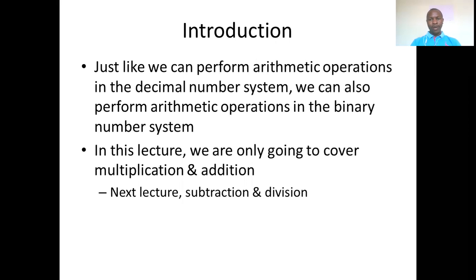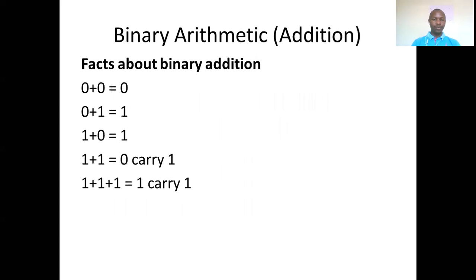Just like we can perform arithmetic operations in the decimal number system, we can also do the same in the binary number system. In this lecture, we are going to look at how we do addition and multiplication. Before we do the addition, let's take note of some facts as far as binary addition is concerned. 0 plus 0 is equal to 0. 0 plus 1 is equal to 1, which is the same as 1 plus 0, which is also equal to 1. 1 plus 1 is equal to 0, carry 1.